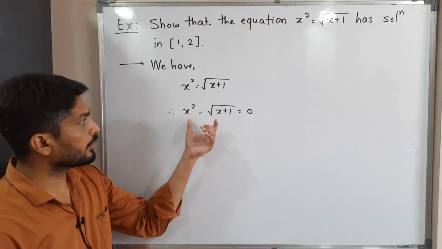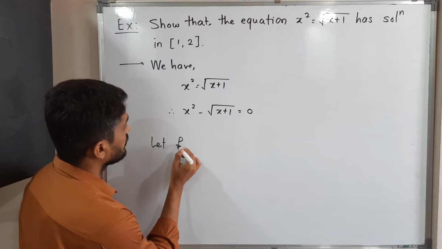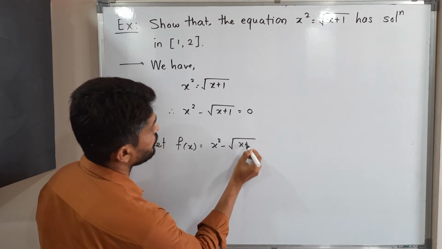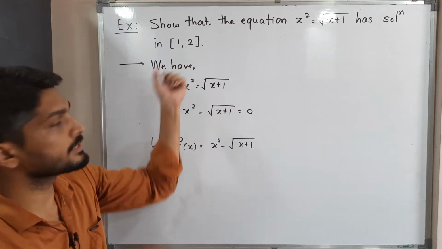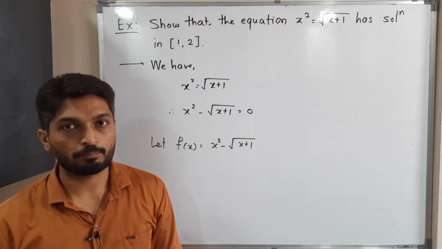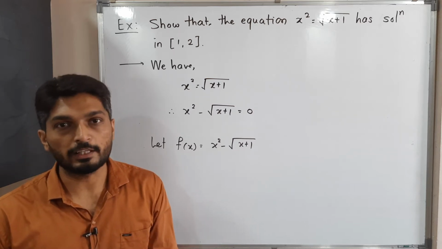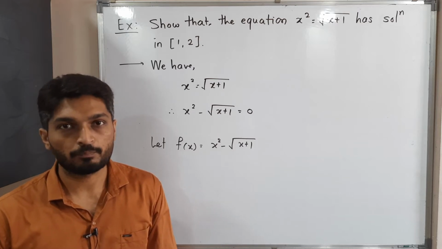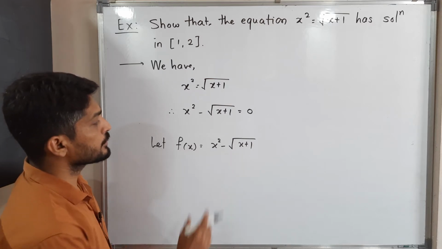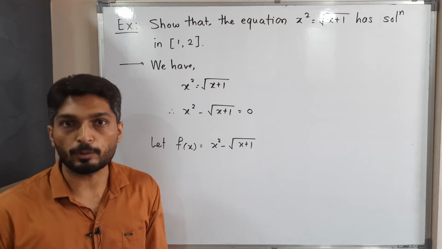Whatever function we have got, we will call it f of x. So let f of x is equal to x square minus root x plus 1. We have to prove that it has a solution in this interval. We are going to use Bolzano's theorem to prove it. But the condition is that the function must be continuous on the given interval, then only we can apply Bolzano's theorem. So yes, this is a continuous function since x square is a polynomial function, as well as x plus 1, that is also a polynomial function.